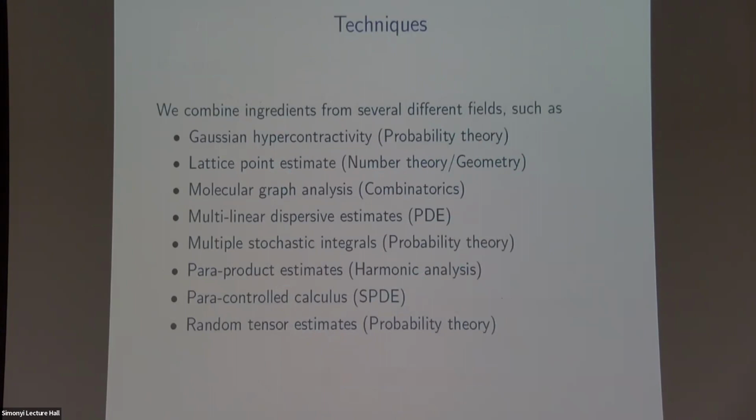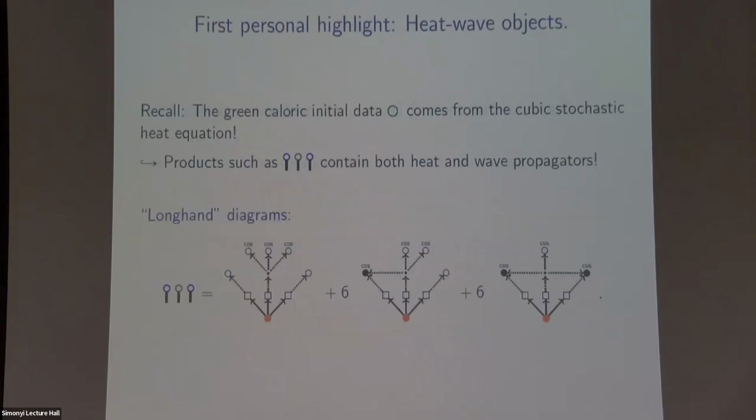Instead, what I now want to do is I just want to tell you two highlights, and then I'll end. Okay, so then I'll let you go. Right, so let me show you two highlights from this kind of local theory. The first highlight that I want to mention here is what we call heat wave objects.